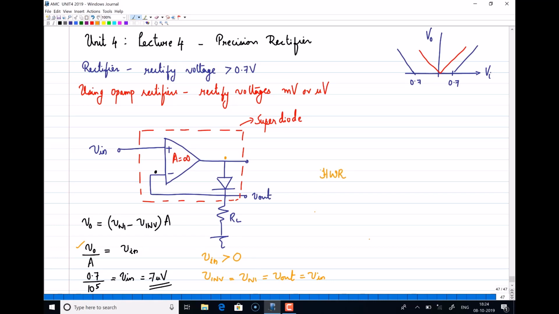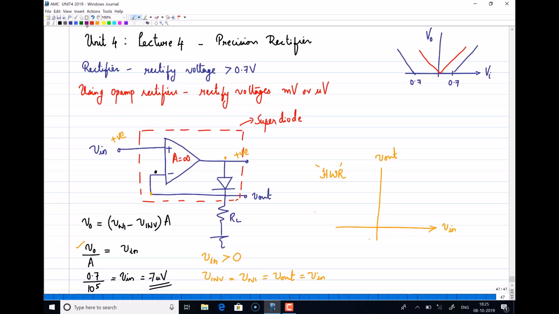Right? So when your input is positive, what I can expect here is a positive voltage that will make this diode forward biased. If the diode is forward biased, you have a unity gain negative feedback loop. So that is basically a voltage follower. So this inverting voltage will be the same as non-inverting, or your output will be the same as input. So in that case, I can draw the transfer characteristic of this circuit using the super diode.